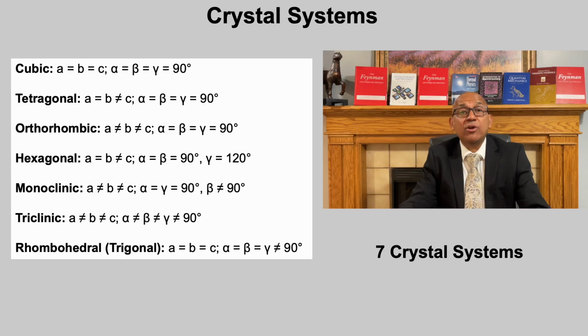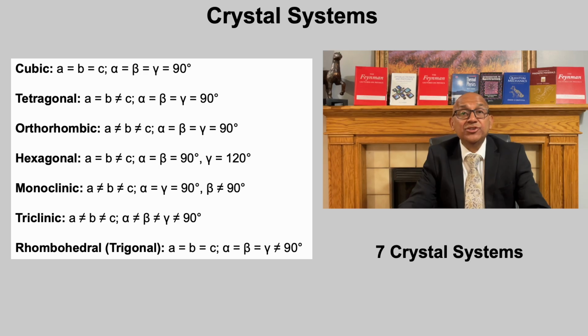These systems are defined purely by geometry, specifically the relationships between unit cell edge lengths and angles. The cubic system is the most symmetric, with all edges equal and all angles 90 degrees. If we stretch the cube along one axis, we get a tetragonal system, where 2 edges remain equal but the third differs. Orthorhombic cells still preserve 90-degree angles, but now all 3 edges are unequal.